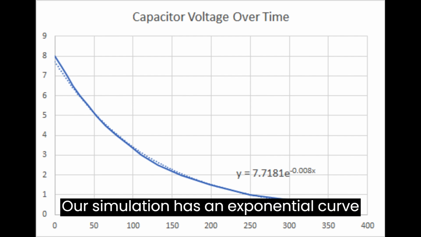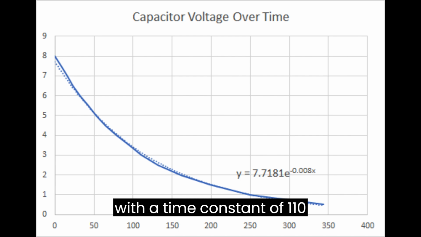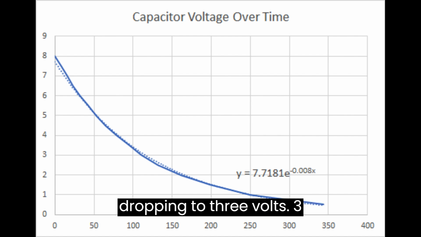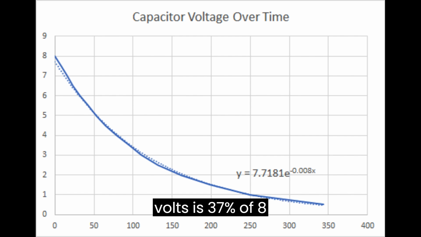Our simulation has an exponential curve with a time constant of 110 seconds. A time constant is the time from starting at 8 volts to dropping to 3 volts. 3 volts is 37% of 8 volts. The ideal time constant should be R times C, which equals 100K times 1000 microfarads, or 100 seconds.